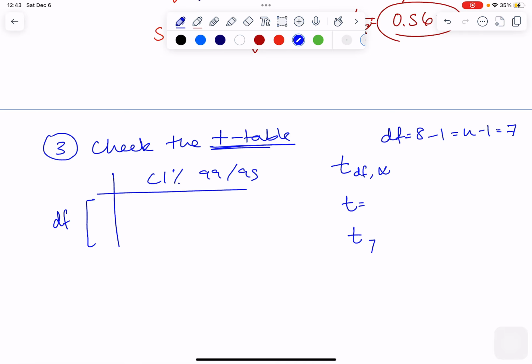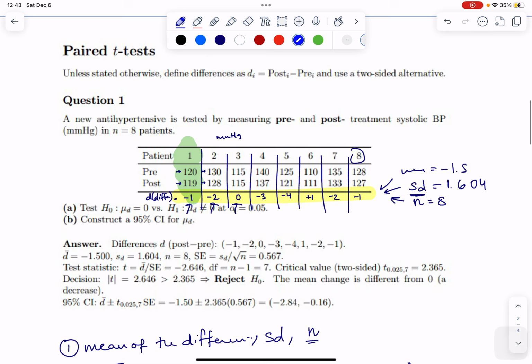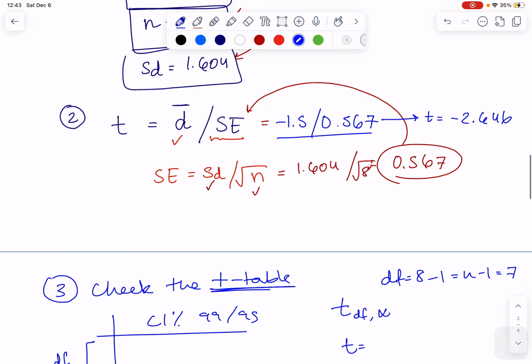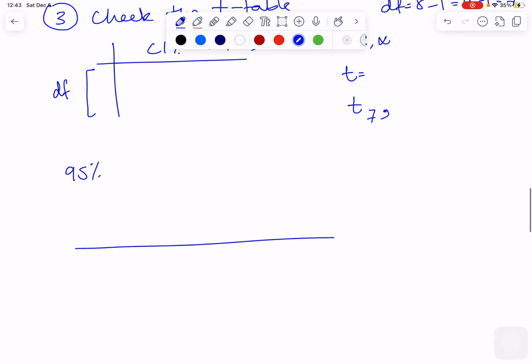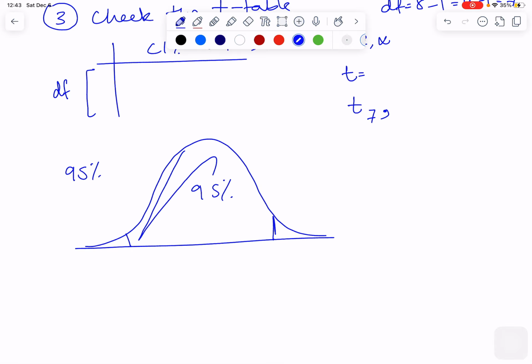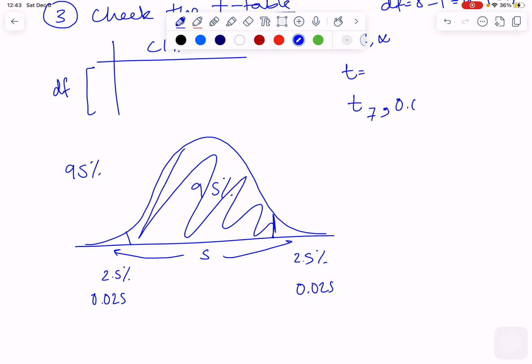So T7, comma, in the question they told us it's a 95% confidence interval. 95% confidence interval means it covers 95% of the whole area. What's left is 5%, and this 5% is split between these two tails. So this is 2.5%, this is 2.5%, or in other words 0.025 and 0.025, so T7, comma, 0.025.